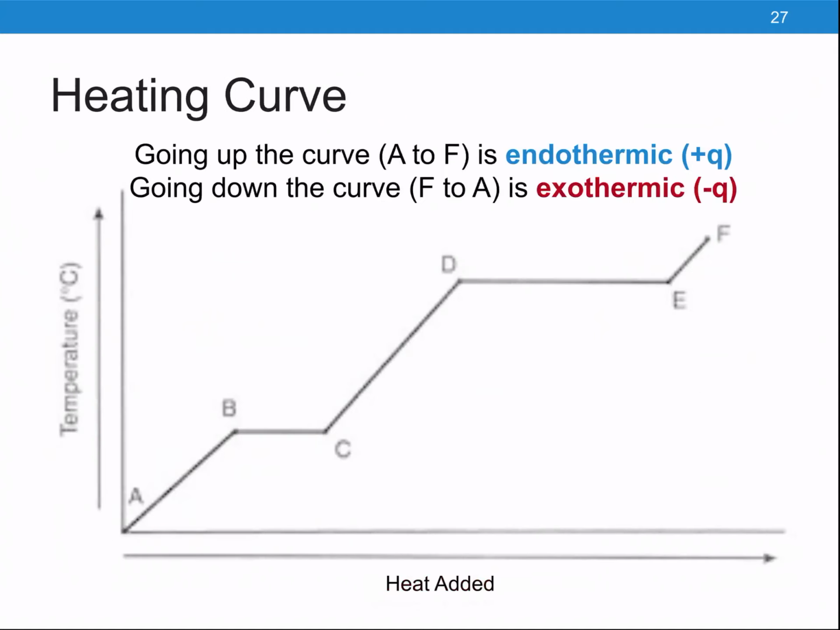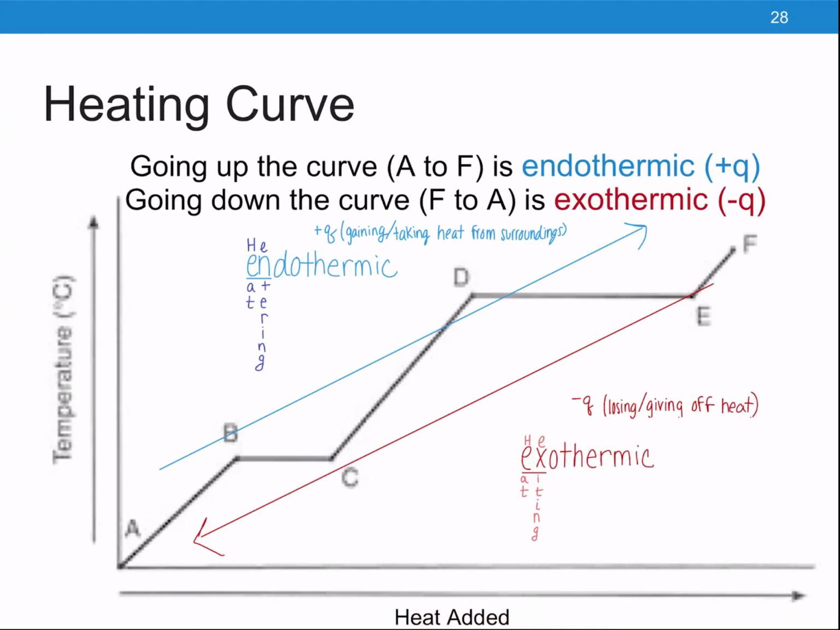And I know you guys remember the heating curve from Physical Science A. Now let's add in the endothermic and exothermic sides. So if we are going up or increasing our temperature, heat is entering the system, endothermic, positive Q, positive heat. Going the other direction from high to low, exothermic, heat exiting the system, negative Q because it is losing or giving off heat.